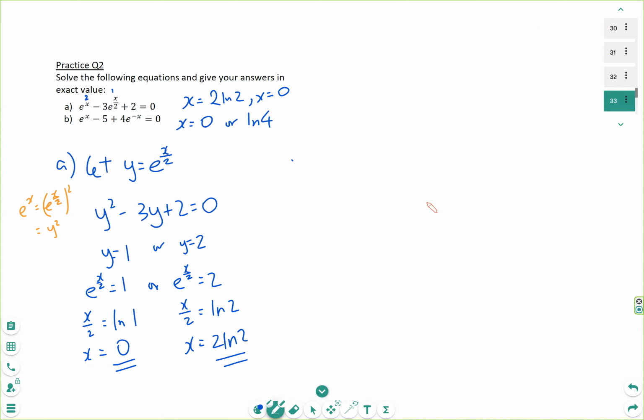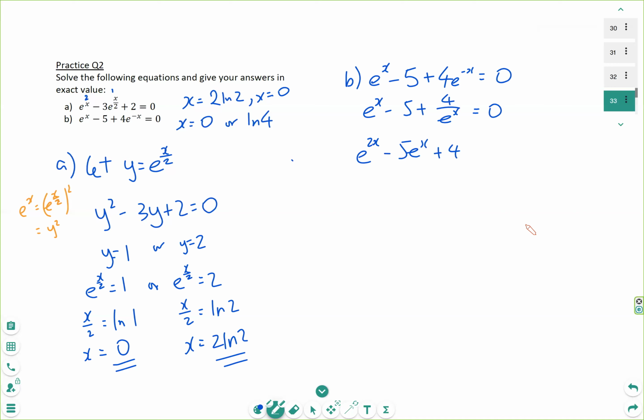Okay. Part B. We have negative power. I did something similar in the last video or two videos ago, on the challenge question at the end, where I do the negative power as well. So the first thing we should do is put it as a fraction. Then we multiply every term by e to the power of x. That's how you solve an equation with negative power. Put it as a fraction, okay?